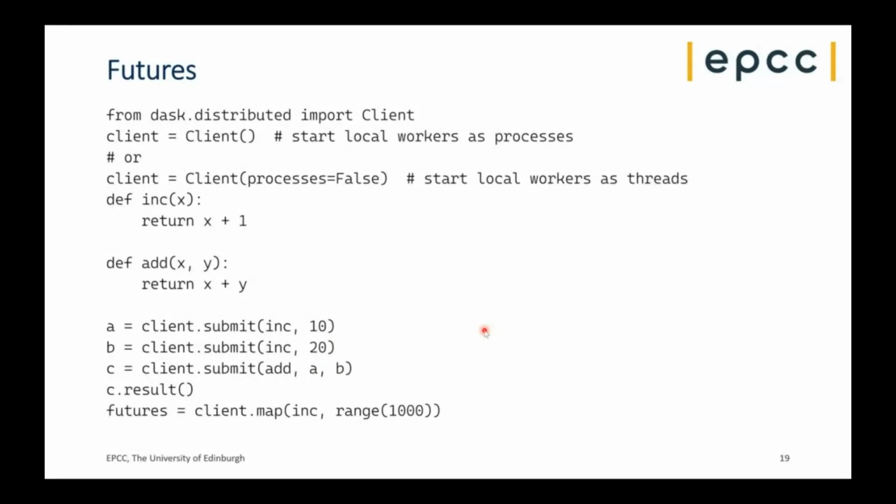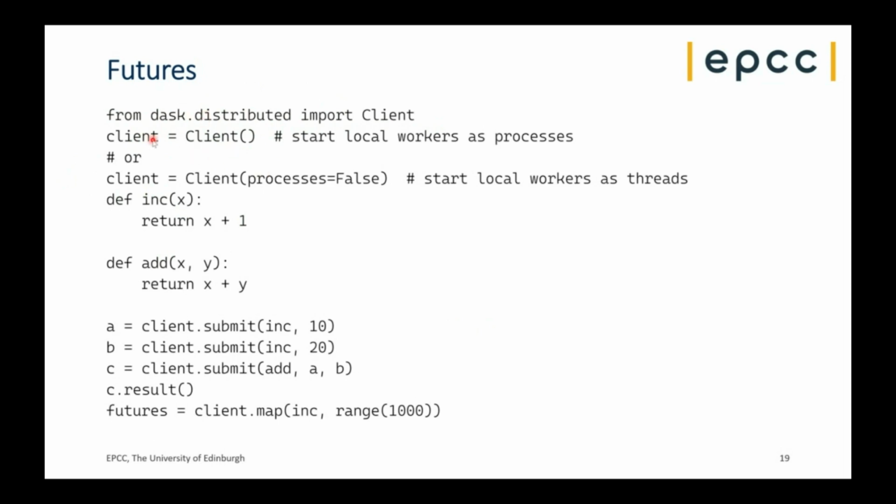So what does that look like? Well, this is very similar to what we had before. We had our inc and our add functions. Now we're using a slightly different part of Dask, which is an extension to Dask called Dask distributed. And so we say from dask.distributed import Client. Now this is not installed by default on ARCHER2. You have to install this yourself using pip or conda, but it's pretty easy to do.